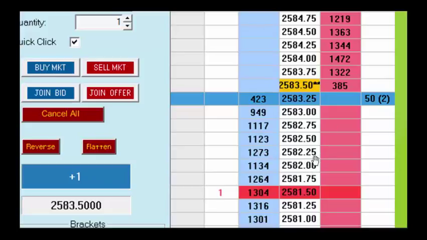Alternatively, if you were to sell at the market with this configuration, right? So you did a sell order, you'd get the highest bid, right? The highest bid is right here. There's 423 of them, 25.83.25. So you would actually then get that price.